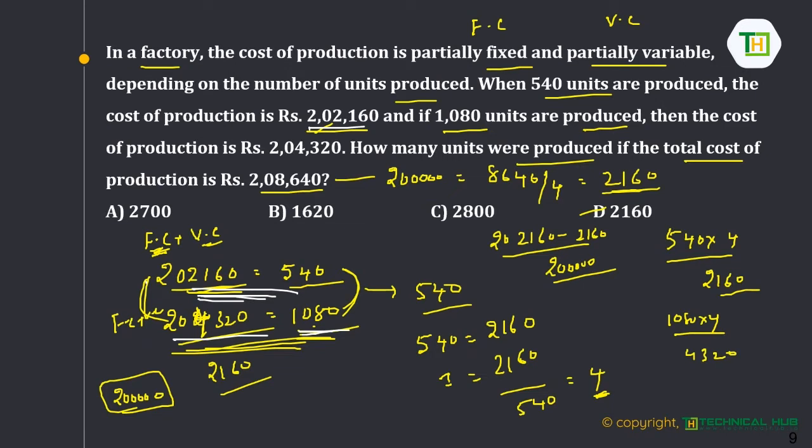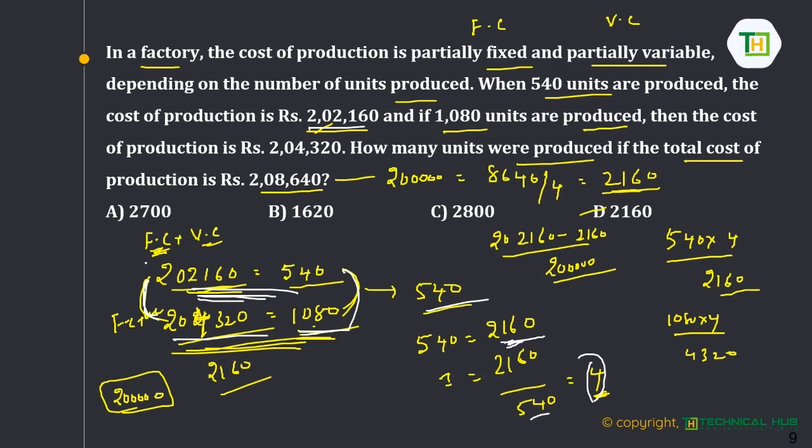Here the amount is increased. Why is the amount increased here? Because 540 units are increased. For 540 units increased, how much is the amount increased here? 2160 is increased. So from that you will get the charge of 1 unit. So 1 unit charge is equal to 2160 by 540. So 1 unit charge is equal to 4 rupees. If we calculate the 540 units charge, then you will get the 2160.